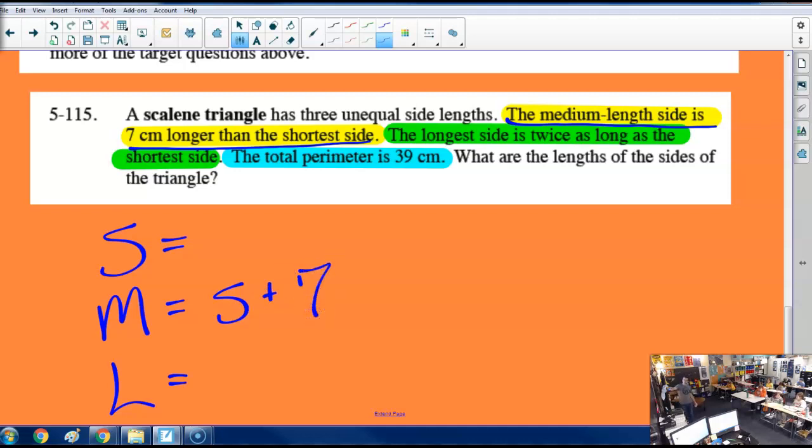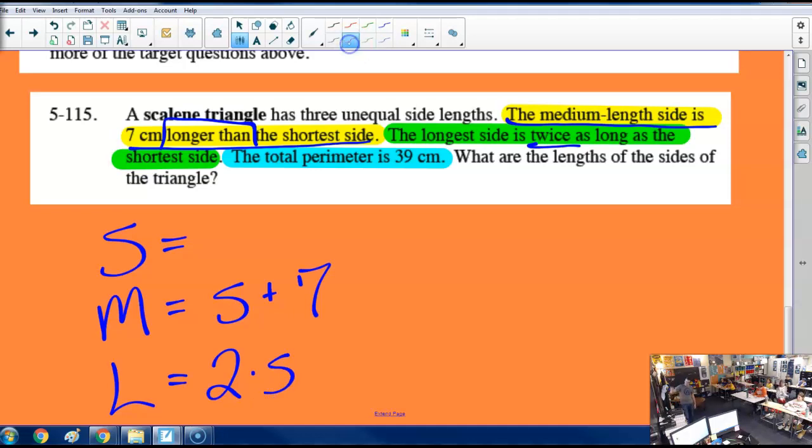Remember, longer than is going to add to something. We got to figure out what that something is. Give me either the S or the L. Look at what's highlighting green. What does this word tell us to do? Yeah, do what with times 2, right? So, twice what? Twice the short side, right? So, long is 2 times S.